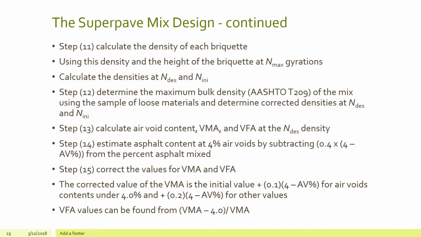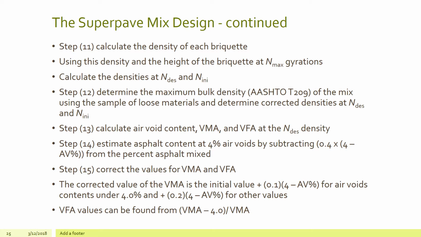We determine the maximum density based on AASHTO T209 of the mix using the sample of loose materials, and determine corrected densities at the design and at the initial. We calculate the air void content, the VMA, the VFA, and of course at the design densities. We estimate the asphalt content at 4% air voids by subtracting the value of 0.4 times 4 minus the air void percentage from the percent asphalt mixed.